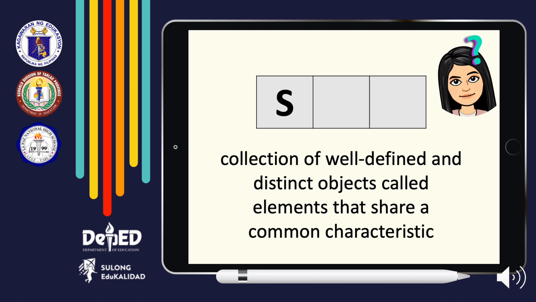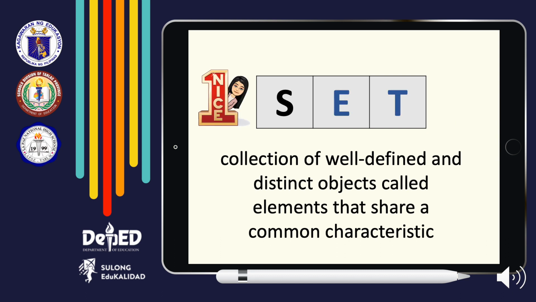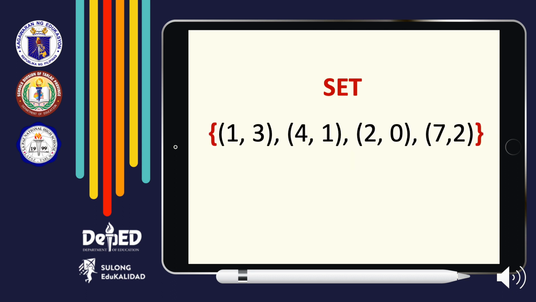Now how about this? A collection of well-defined and distinct objects called elements that share a common characteristic. You've had this when you were in your junior high. The answer is set. Great job! Now what is a set? Well, simply put, a set is a collection. Look, this is an example of a set of ordered pairs. They are enclosed in set brackets.